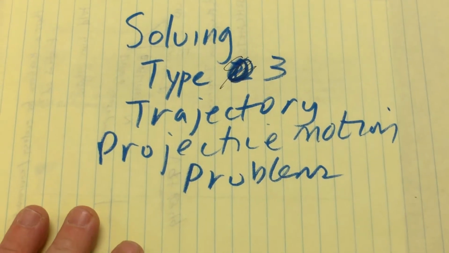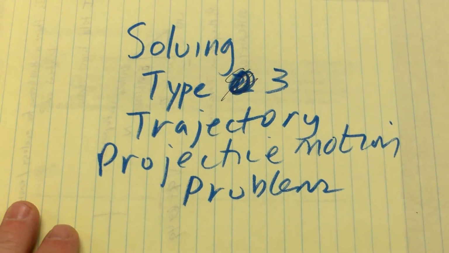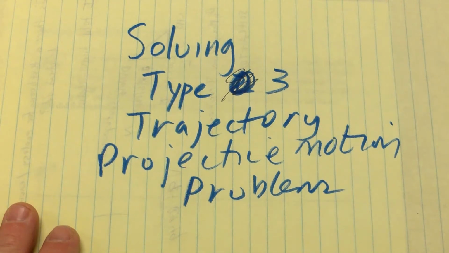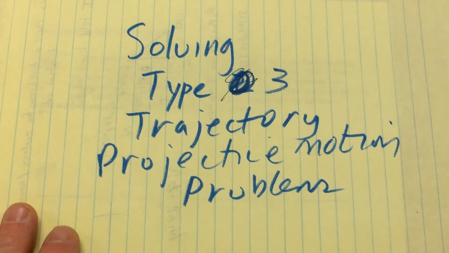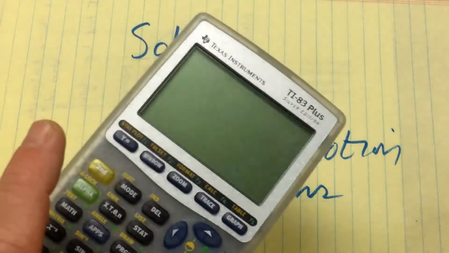Today we'd like to look at type 3 trajectories. These are pretty challenging problems. Mathematically, they involve a little bit of hard mathematics, at least you might think it's kind of challenging. It's really not too bad once you get into it, but you have to be careful. Make sure you have a calculator with you. It's in degrees, not radians.